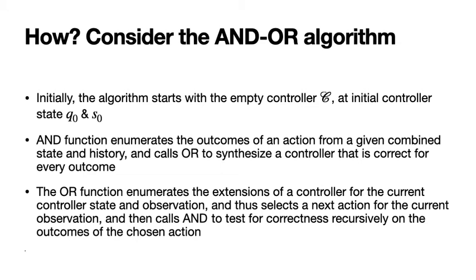At the second level, what the OR function does is that it enumerates, as I just made clear, extensions of the controller for every possible observation, and then it recurses with the AND function. So they alternate this way, where the OR function is really trying to construct a controller that works for every possible observation that we might see. This is the deterministic case.